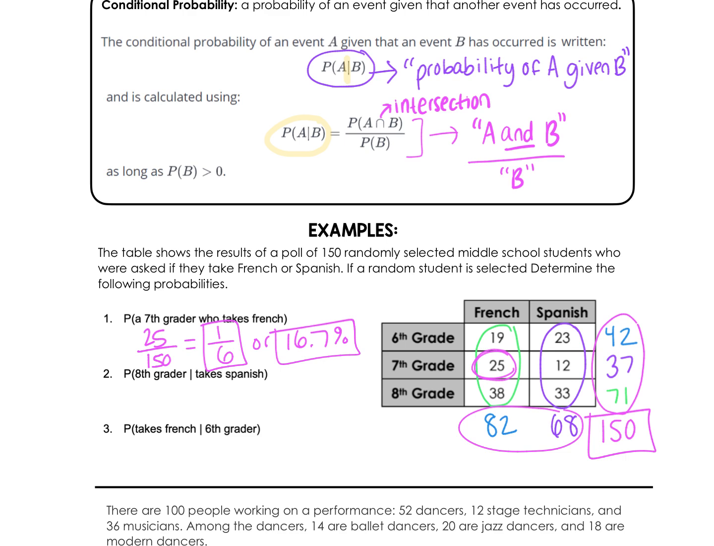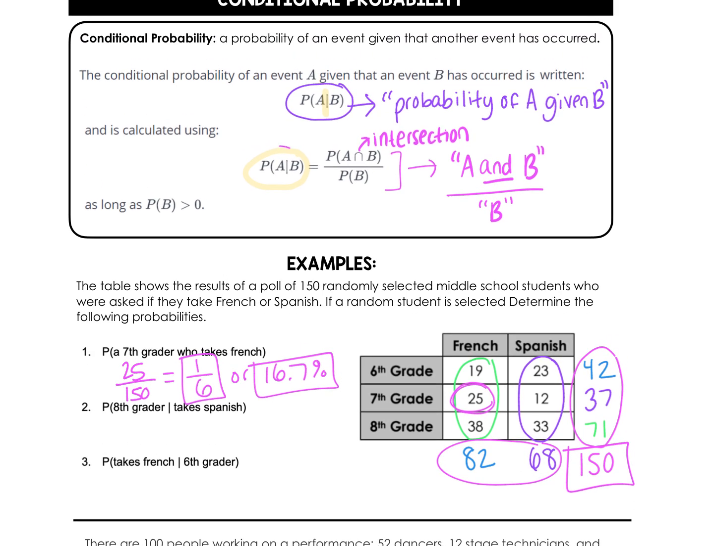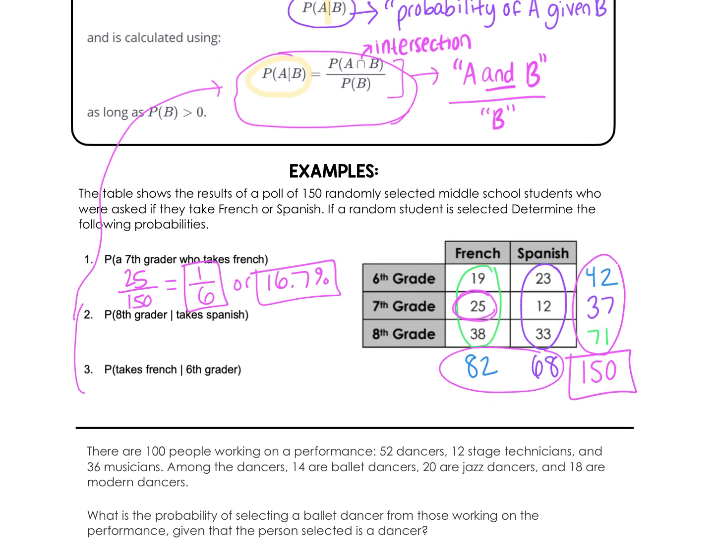The next one, if I were to read this out loud, is the probability of choosing an 8th grader given that they take Spanish. So given our population of students is only the ones who take Spanish, not all 150 of them. So we can apply our formula here to do a conditional probability. For both number 2 and number 3, we're using this formula up here. We take the probability of both events over the probability of the thing after the slash. So we want an 8th grader and taking Spanish. Looks like there's 33 of them.